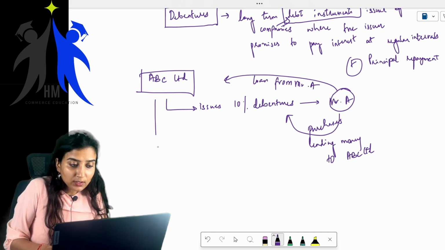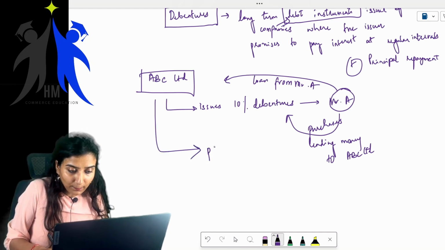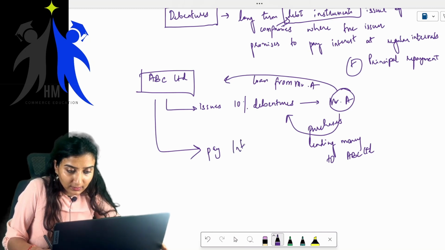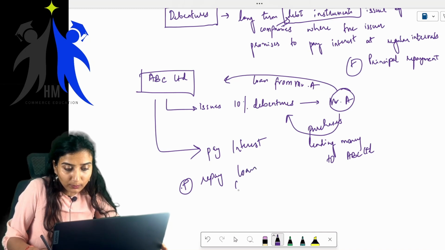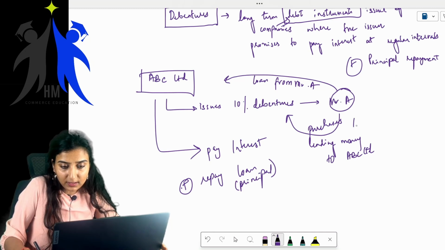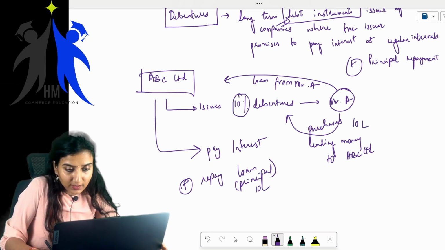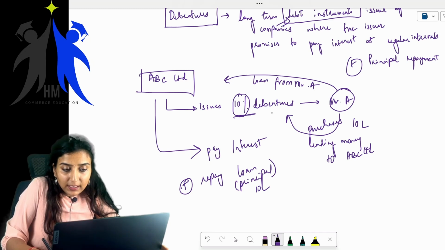Now who is issuing? ABC is issuing. So this will pay interest and also repay the loan, loan meaning the entire principal amount. Say for example, if this is 10 lakhs, the principal will be 10 lakhs. And this is 10% debentures. What do you mean by this? 10% debentures means this is nothing but the interest rate.